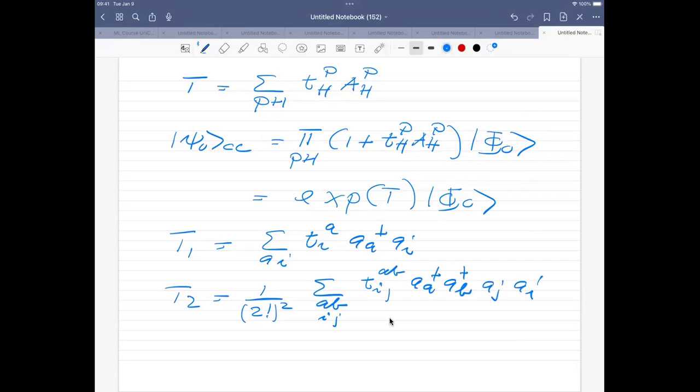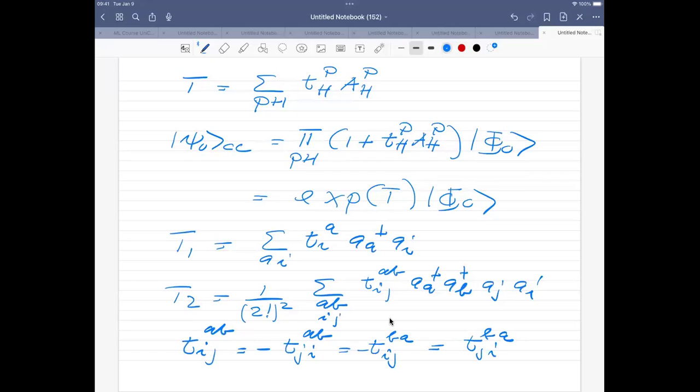The unknown amplitudes now behave like an antisymmetrized two-body element, which means that they have the same symmetries as we had for the two-body interaction. So this is also equal to minus t_ij of ba, which is again equal to t_ji of ba. And that's why we have this factor of 1 divided by 4 in front of it.